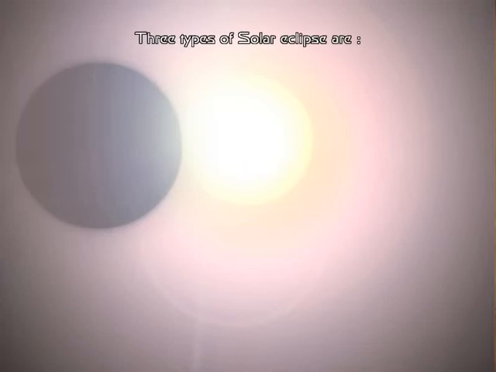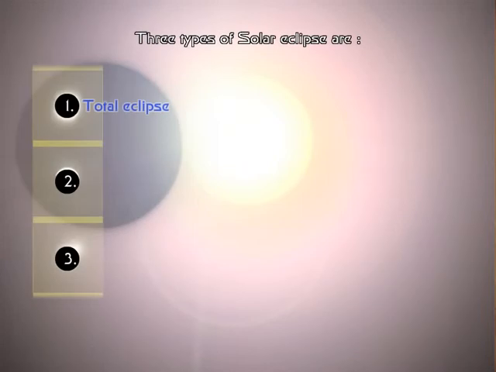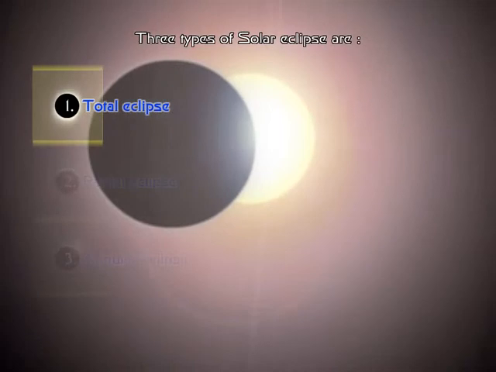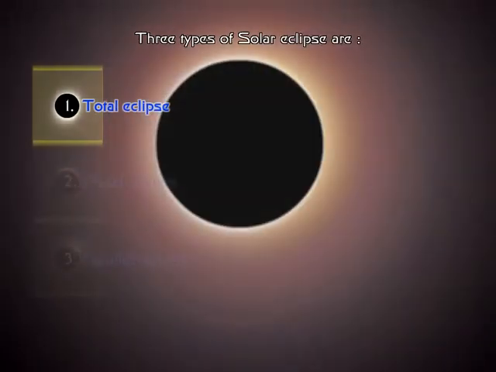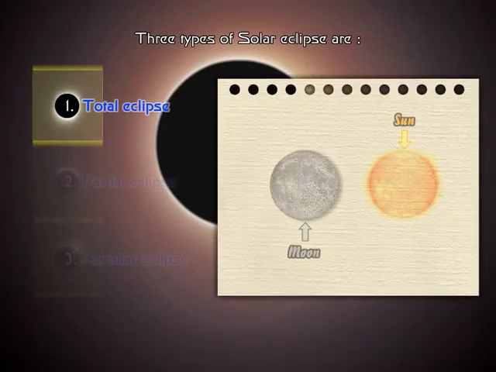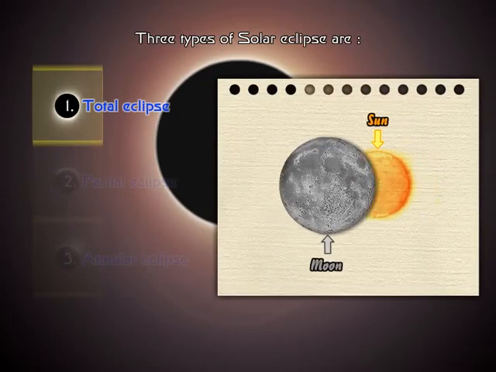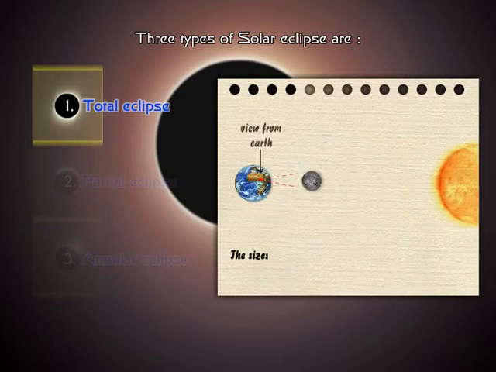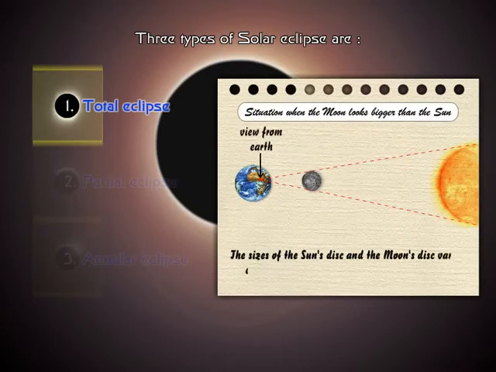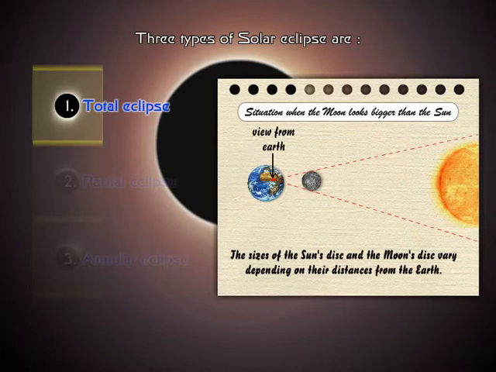Three types of solar eclipse are total eclipse, partial eclipse, and annular eclipse. Total eclipse occurs when, at the peak of the eclipse, the Sun's disk is covered entirely by the disk of the moon. At that time, the moon's disk is as large or larger than the Sun's disk. The sizes of the Sun's disk and the moon's disk vary depending on their distances from the Earth.